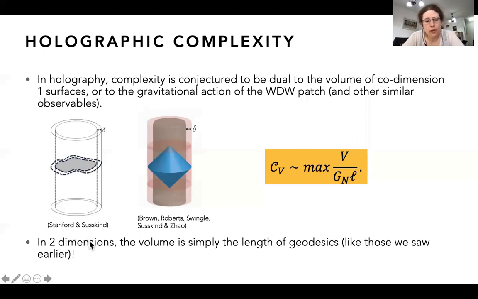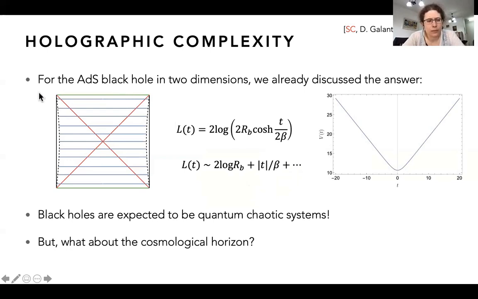In 2 dimensions, the volume is simply the length of a geodesic, like those that we saw earlier, so that makes things simpler. Going back, so we have it fresh in mind for the comparison: for the AdS black hole, in 2 dimensions, we saw earlier the geodesics were very simple, kind of straight lines, and their length was growing linearly in time at late times. It was log of cosh t over 2 beta.